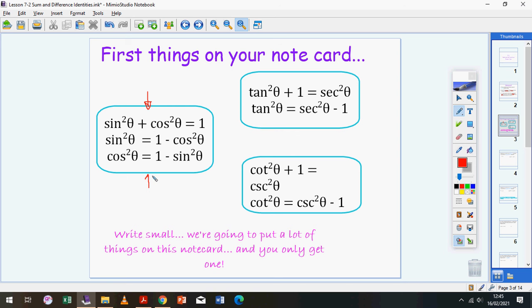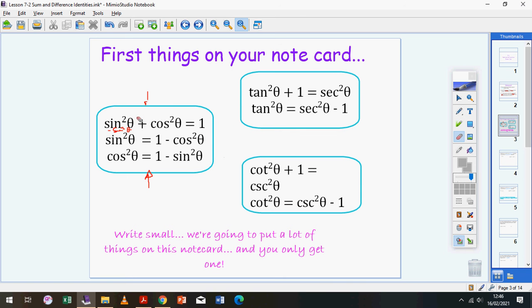So since sine squared theta plus cosine squared theta is equal to 1, if I subtract cosine squared on both sides, what I get is the second identity, or the second formula. Or from the very first one still, if instead of subtracting cosine squared, I subtract sine squared theta on both sides, then what I get is the third formula. So you can write those on your note card.